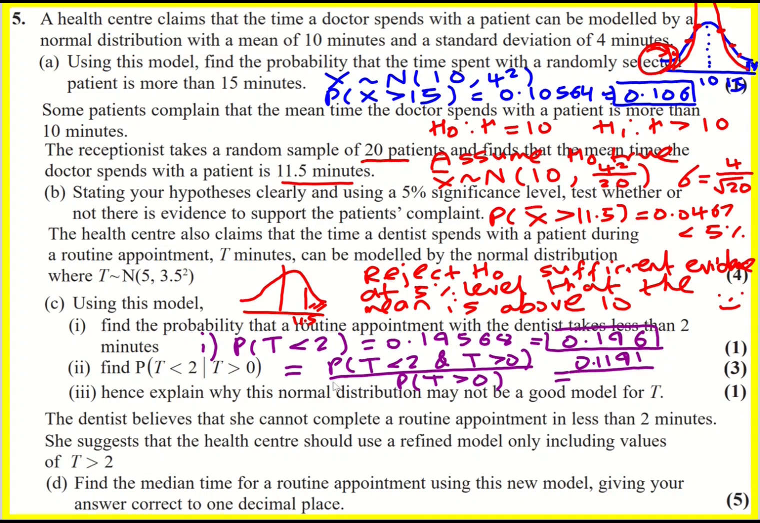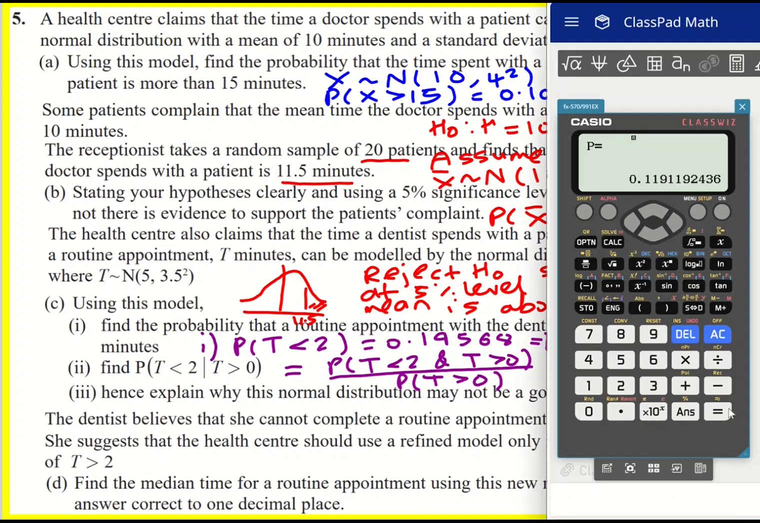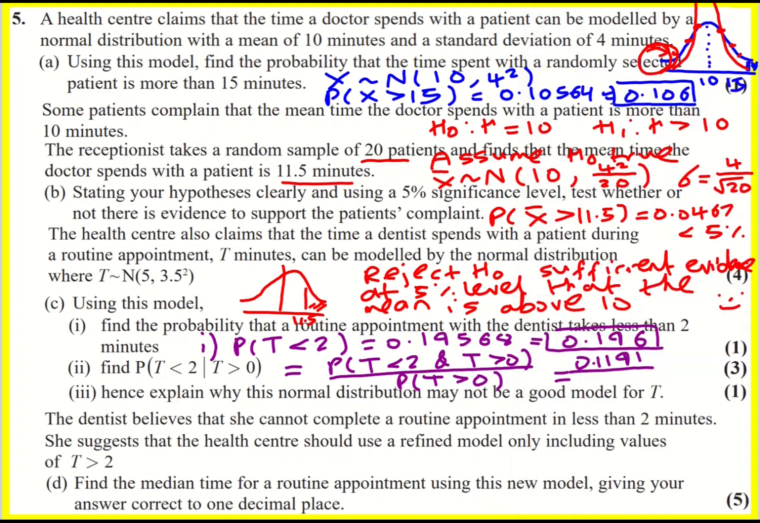And then I'm going to divide by the probability that it's greater than 0. So now my lower is still 0, but I just need to make this a big number. We divide by 0.9234. And this ends up being 0.129. Running out of space, I've gone straight for 3 significant figures.